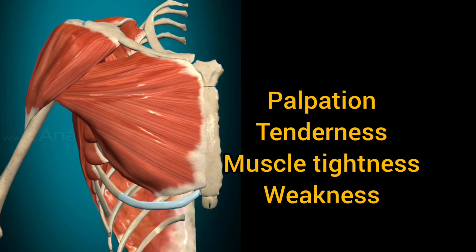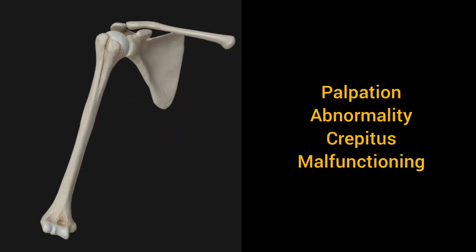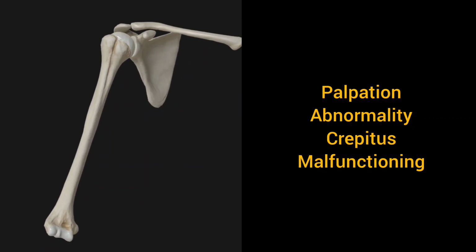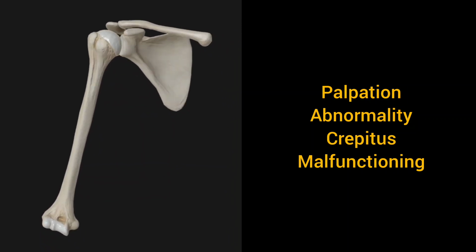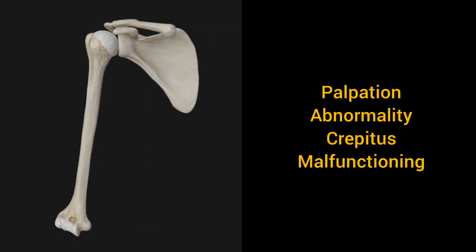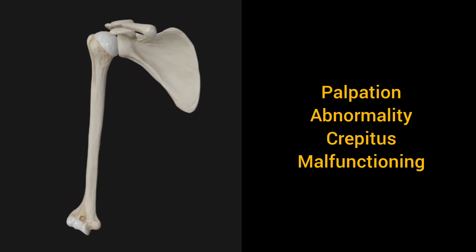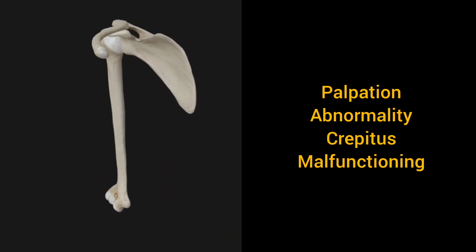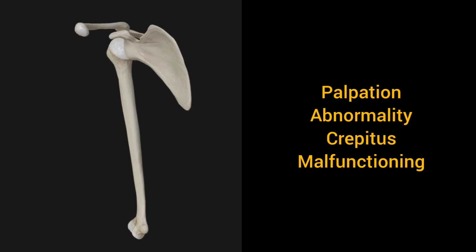Next, moving to the bony part. In the bony part, we look at palpation, abnormality, crepitus, and malfunctioning. This is also helpful for differential diagnosis, to find out whether there is any fracture or any AC joint dysfunction or not. So we can rule these out very easily through this.